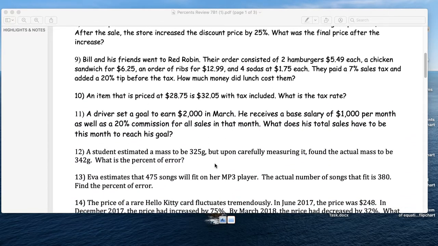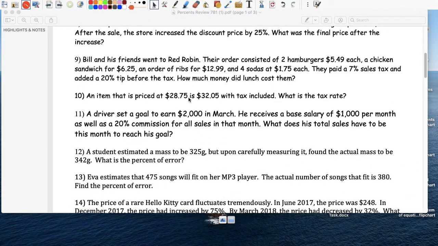Number 9. Ugh, why do I give you such problems? So we have a lot of food here, and we're doing tax and tip. All right, so that's 2 hamburgers, 5.49 times 2. So for the hamburgers, I'm going to write $10.98. Chicken sandwich for $6.25. An order of ribs for $12.99. 4 sodas for $1.75. So 4 times 1.75 is 7. So $7.